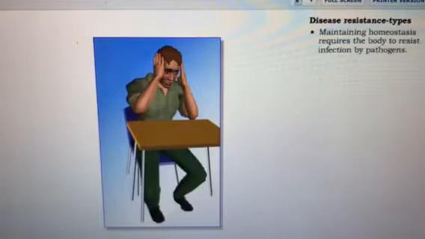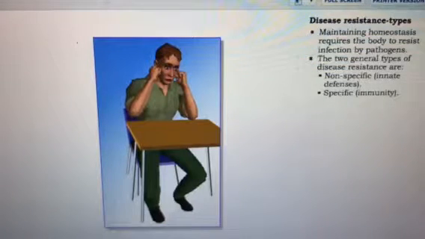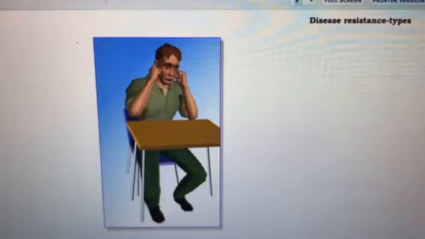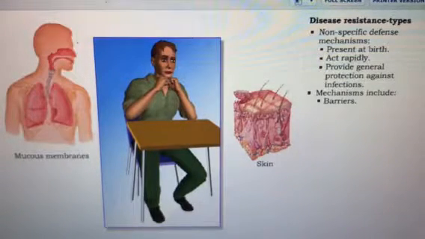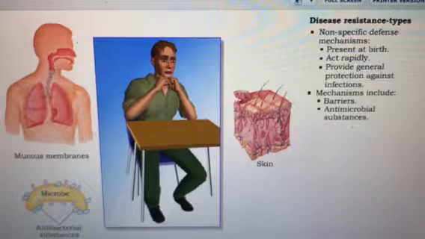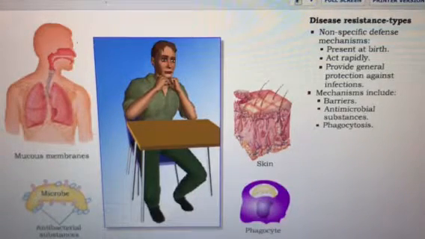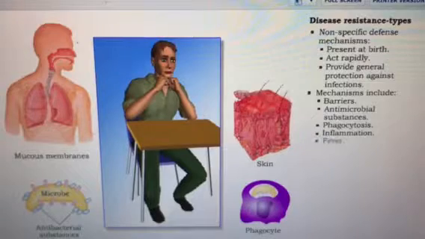In order to maintain homeostasis, the body must constantly resist infection by pathogens. There are two general types of disease resistance: nonspecific and specific. Nonspecific resistance consists of defense mechanisms that are present at birth. They act rapidly, but provide only general protection against infections. These mechanisms include barriers, antimicrobial substances, phagocytosis, inflammation, and fever.